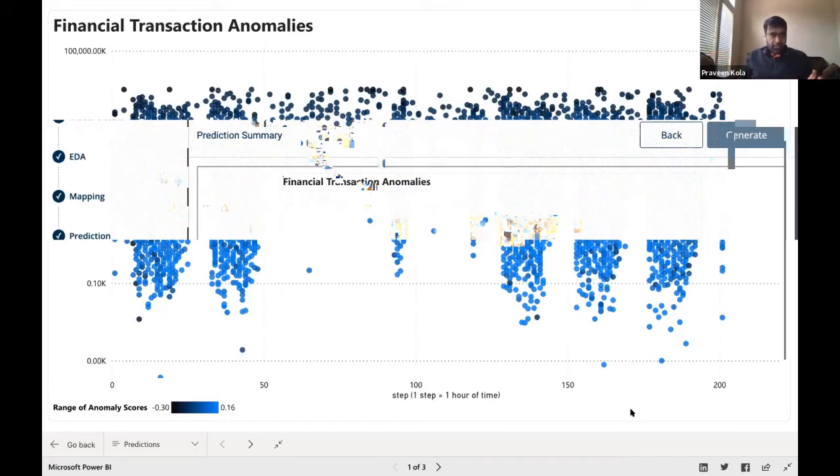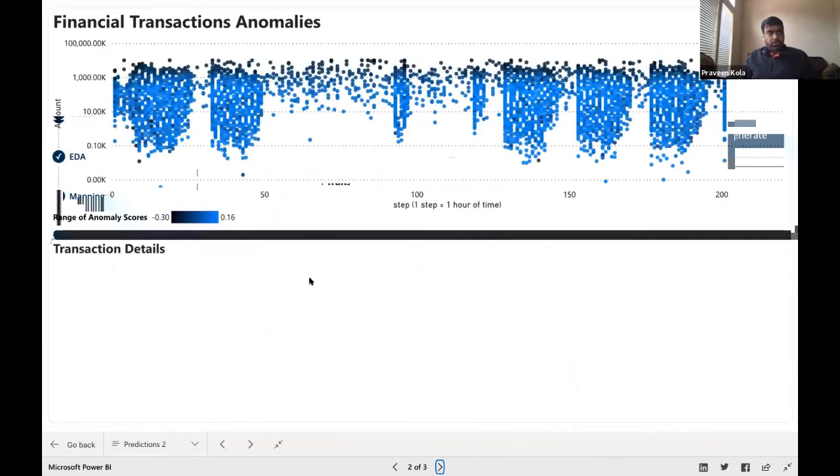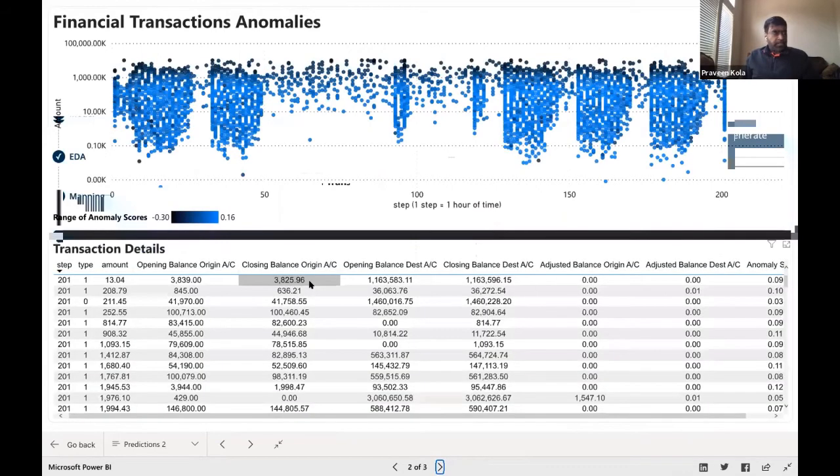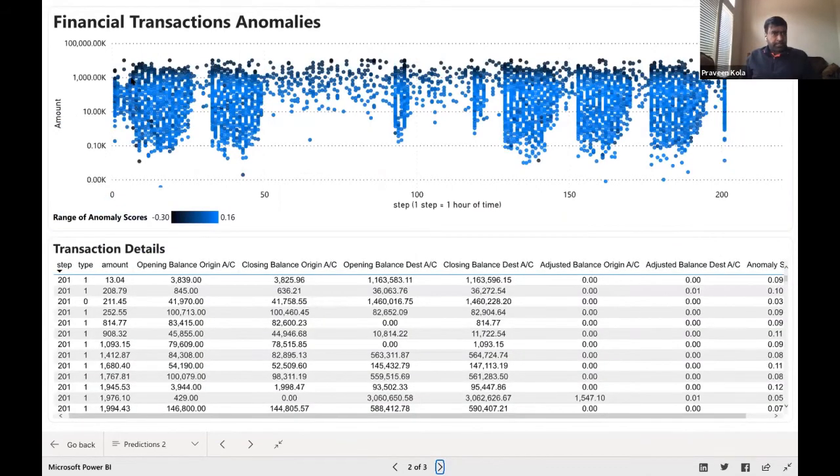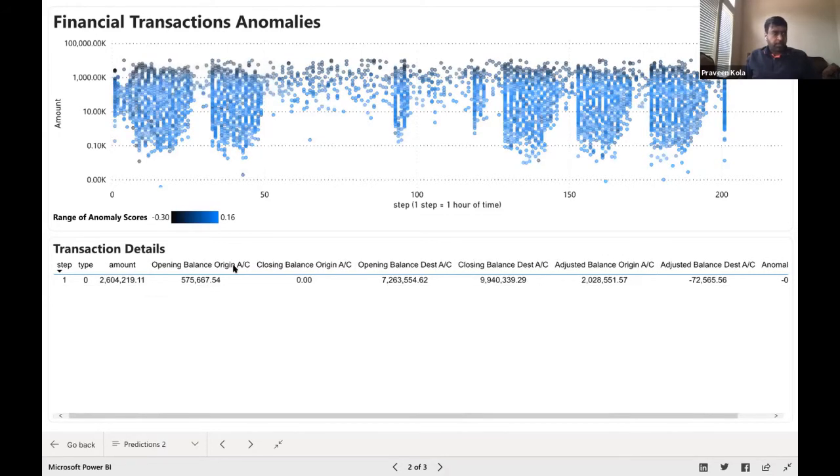That is one observation we are making. Now we need to also understand why the system is saying they are fraudulent. So let's go and find out. One transaction that I would like to pick is, let me pick this blue one here.